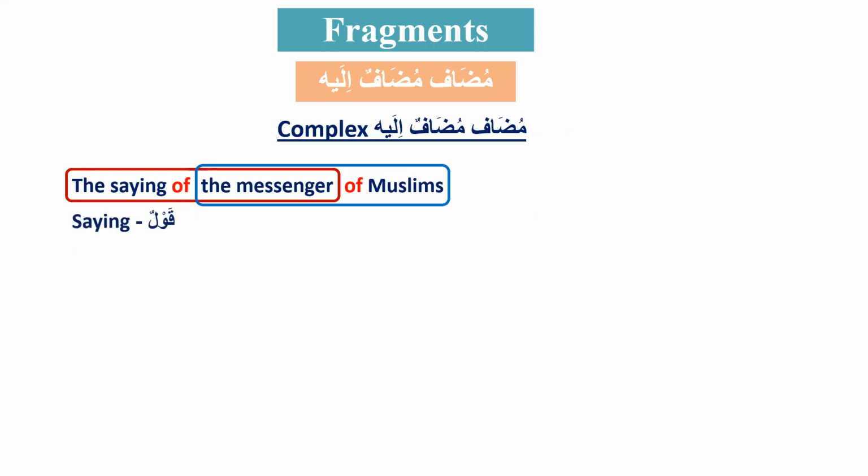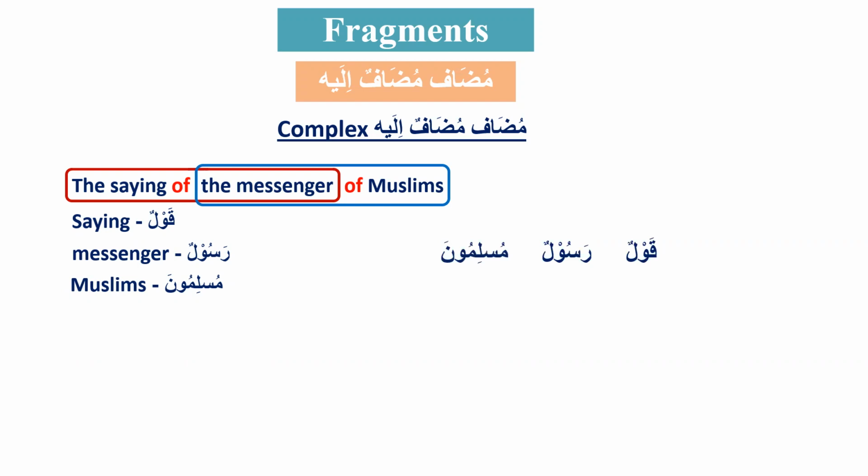All right, let's try to translate it now. Saying, the word for saying is qawlun. The word for messenger is rasulun. And the word for Muslims is muslimuna. All right, stay with me, Ayan. So I'm just writing these words again with a space in between them. Now qawlun is a mudaf and rasulun is mudaf ilay. Are you with me so far? Yes. So qawlun is mudaf, the messenger, which means rasulun, is mudaf ilay.